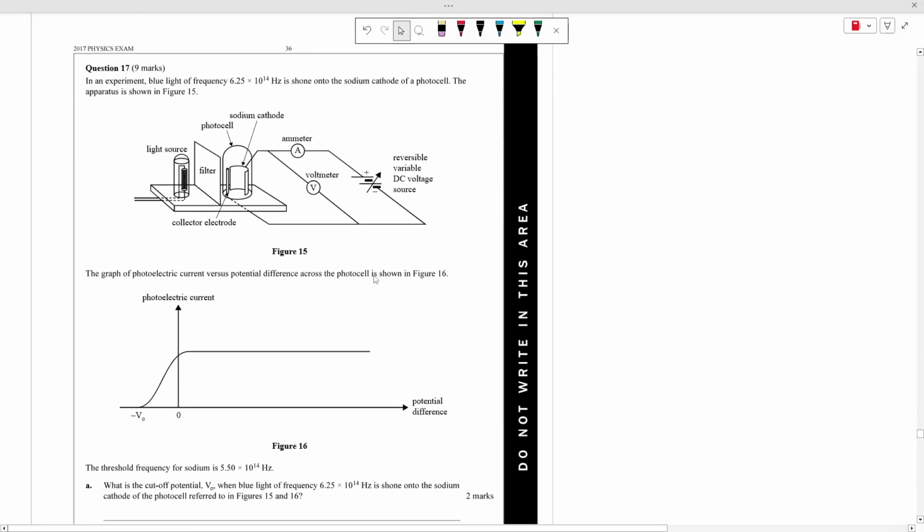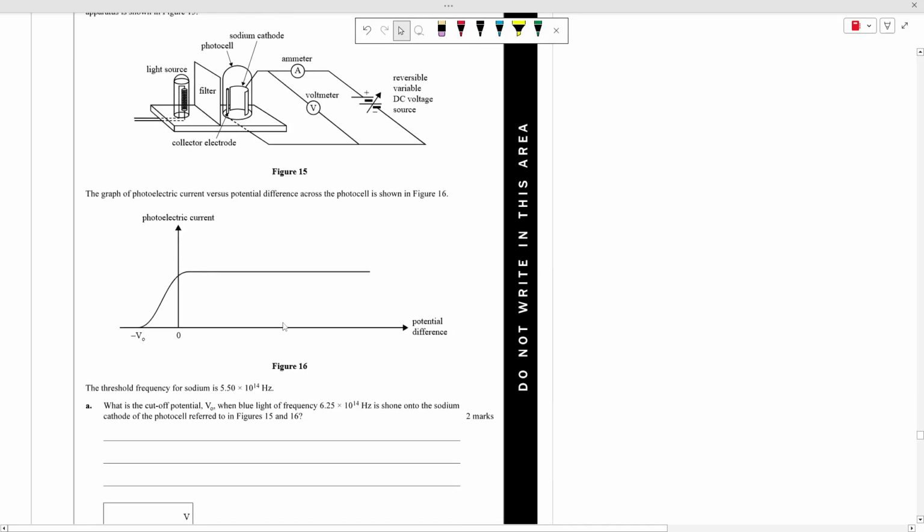Question 17. In an experiment, blue light of frequency blah blah blah is shone onto the sodium cathode of a photocell. The apparatus is shown in figure 15. So as soon as you see something that looks roughly like this, immediately you should think photoelectric effect. Okay. The graph of photoelectric current versus potential difference across the photocell is shown in figure 16. So this is a current versus voltage graph. Okay, very standard graph for photoelectric effect questions.